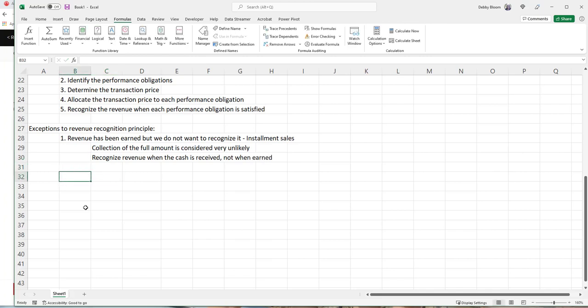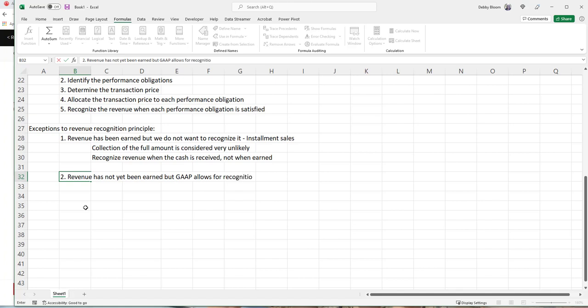The second exception to the revenue recognition principle is revenue has not been earned, but GAAP is going to allow you to recognize it. And the big example of this one is long-term construction contracts.